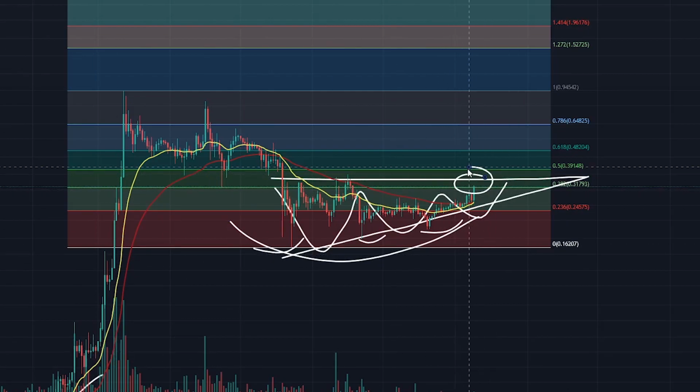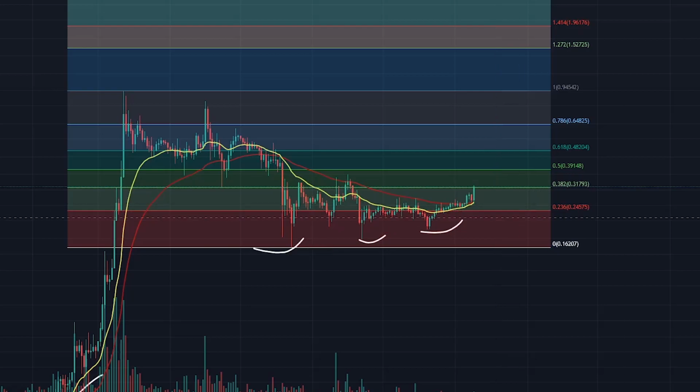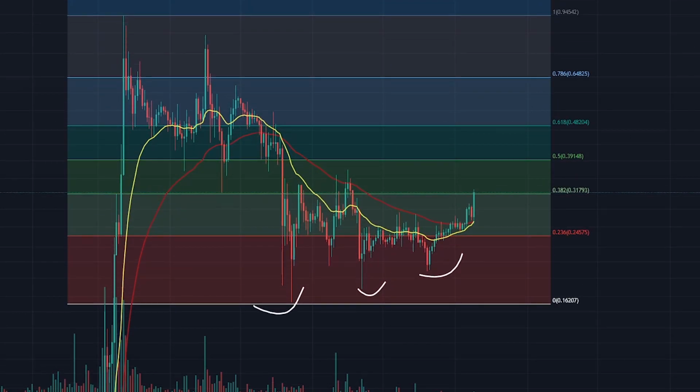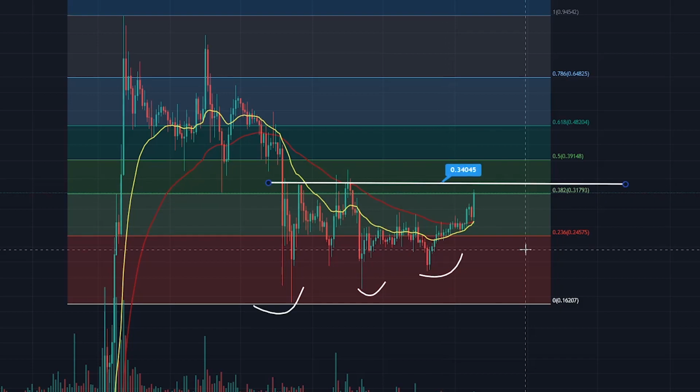If you can come up and break this level of resistance just there, I'll give you the exact target here, okay? If you do come up, and this is what I mean about just wait for the break. You can wait for the break if you want to get involved. If you come up and you see CHILIZ break this level of resistance just there, this ascending triangle, which is a bullish pattern, if you see it break 0.34041, then you're looking at a potential whopping trade here.